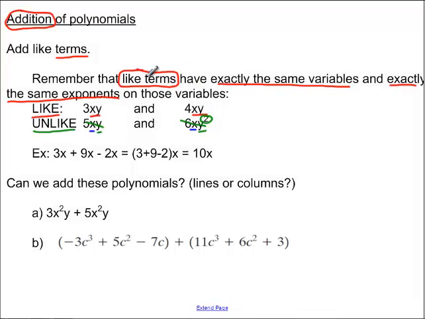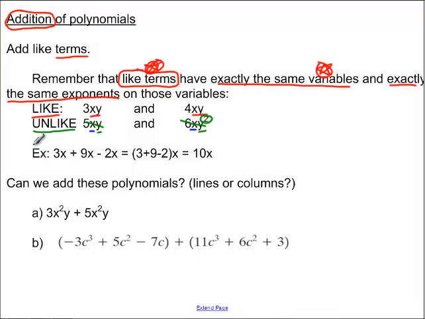So, like terms have exactly the same variables, exactly the same exponents. That'll be important. How about a take-home message for that? That might be something to remember. Like terms have exactly the same variables, exactly the same exponents. That said, let's take a look at adding like terms.